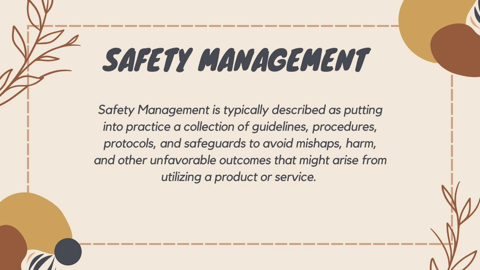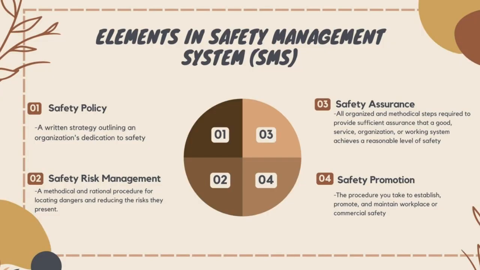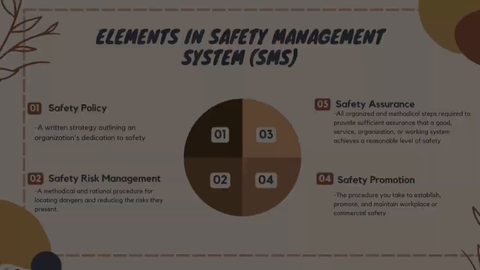Next, safety management. Safety management is typically described as putting into practice a collection of guidelines, procedures, protocols, and safety guides to avoid mishaps, harm, and other unfavorable outcomes that might arise from utilizing a product or service. Next, element in safety management system. Number 1, safety policy. Number 2, safety risk management. Number 3, safety assurance. Number 4, safety promotion.